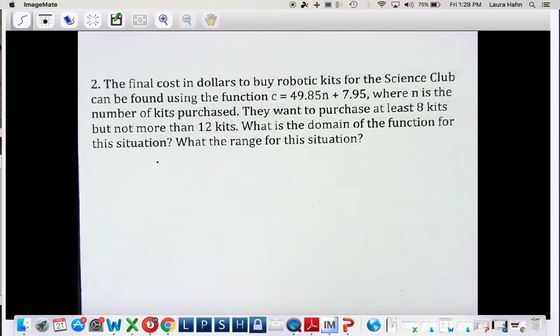Okay, the final cost in dollars to buy robotic kits for the science club can be found using the function, where N is the number of kits purchased. They want to purchase at least 8, but not more than 12. What is the domain, what is the range?